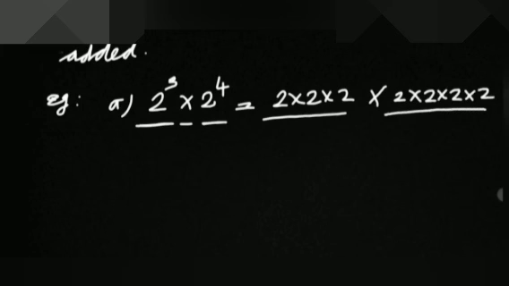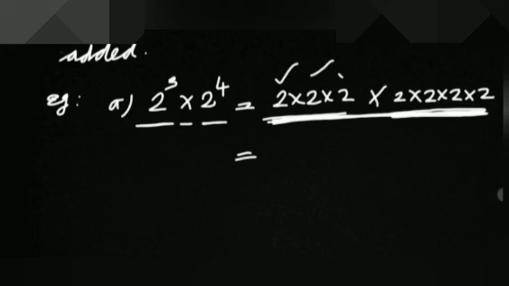Yes, good. So, instead of 2 raised to 3, we have written 2 into 2 into 2, isn't it? And instead of 2 raised to 4, we have written 2 into 2 into 2 into 2. So, all together, how many 2's are there? 1, 2, 3, 4, 5, 6, 7.